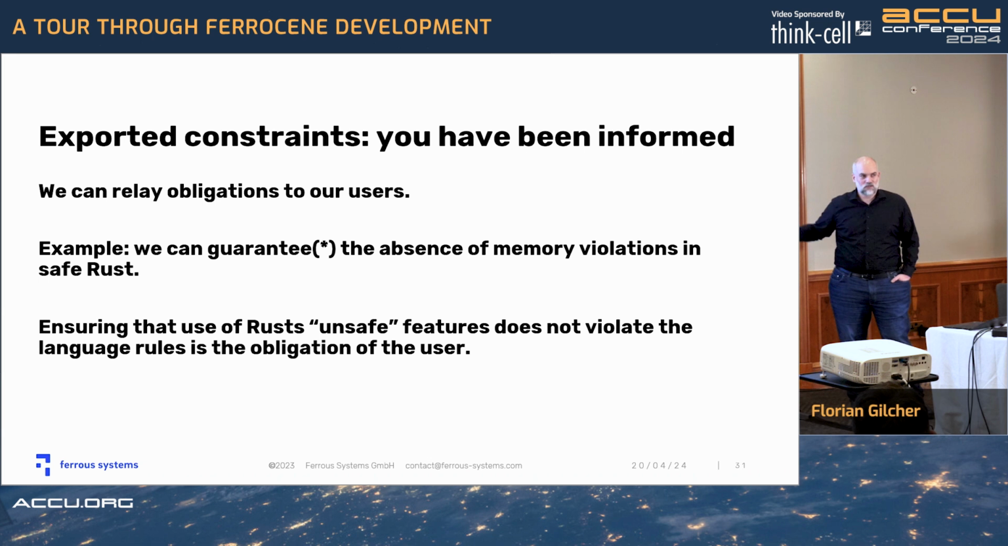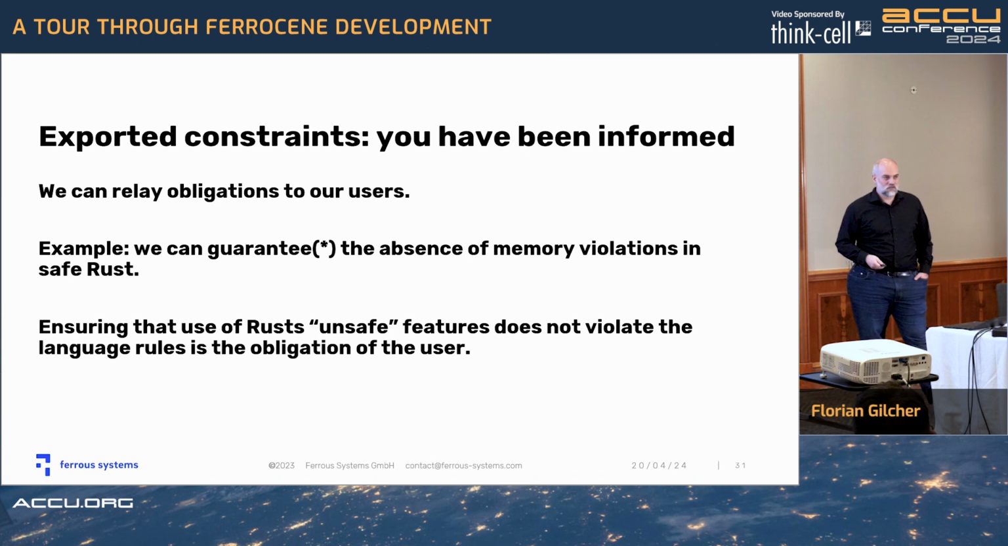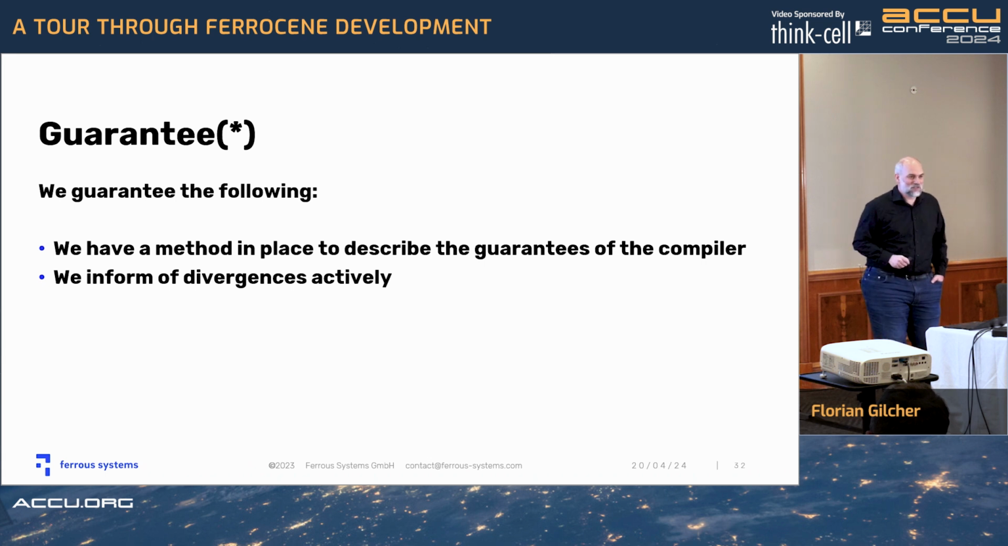Still, from the perspective of a tool vendor, I have no other way of saying, by the way, this is where the safeties are off. You have been informed that the safeties are off. So what does a guarantee mean? We guarantee the following. We have a method in place to describe the guarantees of the compiler. We're slowly going down to, we need requirements, and we inform of divergences actively. It is fine if we diverge here.